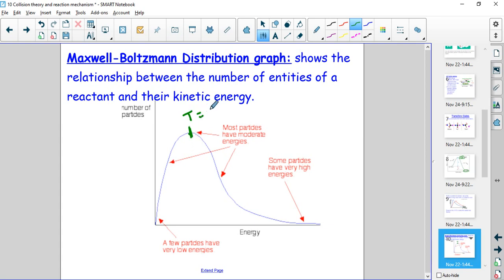But let's say this temperature is 10 degrees Celsius. That means that you will also have particles that are less than 10 degrees Celsius, and you'll have particles that are greater than 10 degrees Celsius.